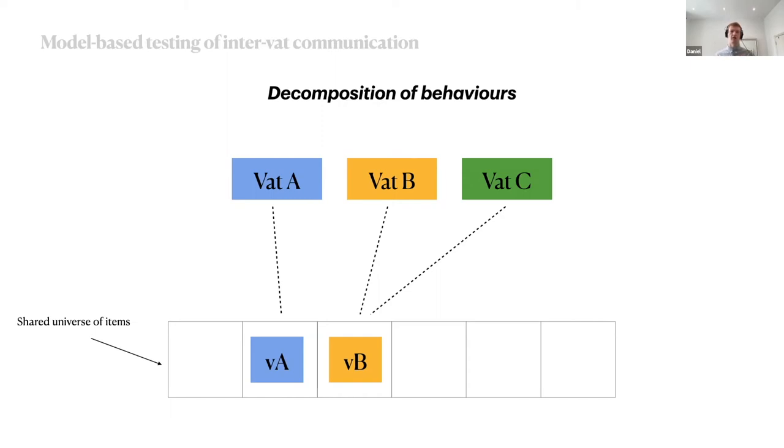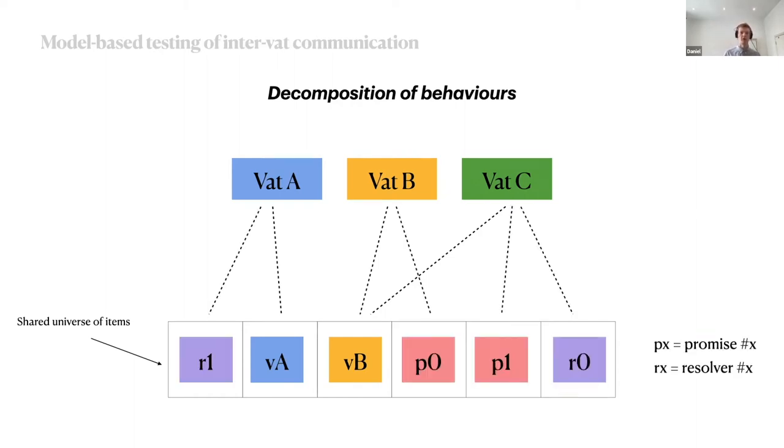So in this diagram, VATs A and B have created references to themselves and stored them. And you'll notice that VAT A, drawn with the dotted line, is the only VAT with access to its own reference. Whereas VAT B and VAT C both have access to the reference VB. So perhaps VAT B provided access to VAT C, so it actually sent it the item.